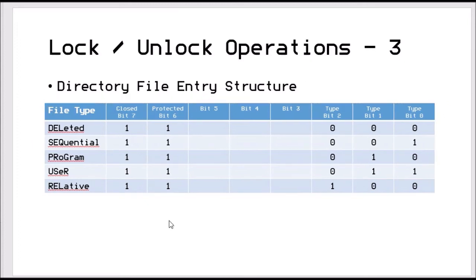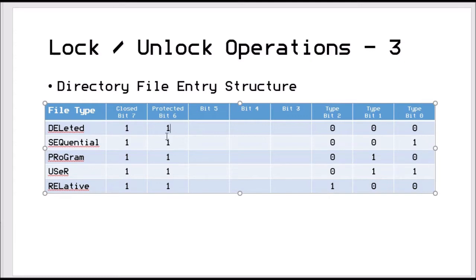Right, there we go. And so the 3 least significant bits identify what the file type is. And then we've got 3 middle bits that are at the moment not used, that I know of, and then the last 2 bits indicate whether it's opened or closed. So if it was closed, it would be a 1. If it's opened, it would have been a 0. And bit 6 tells the disk system whether it's protected or not.